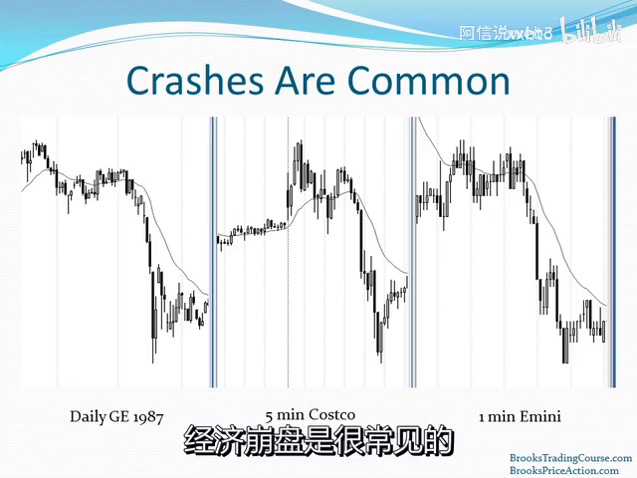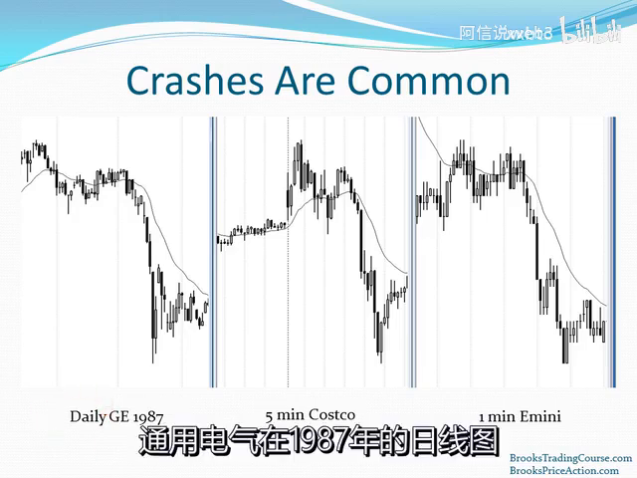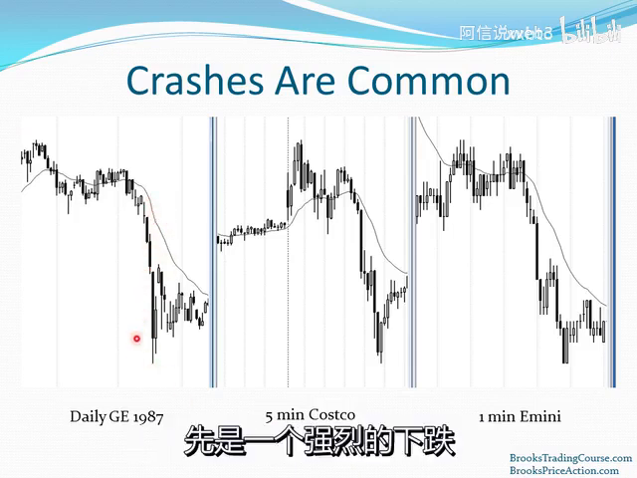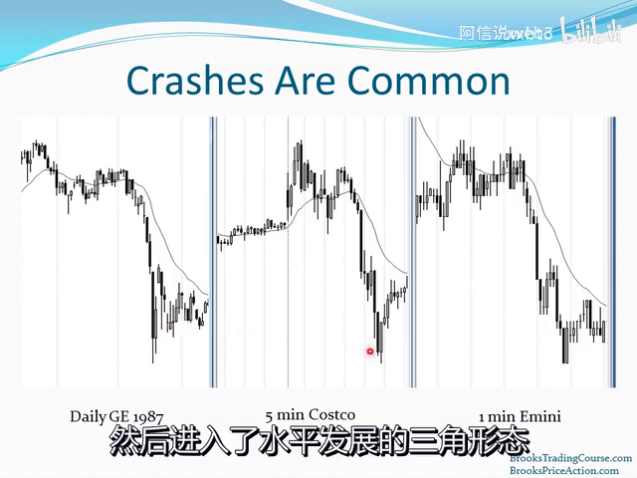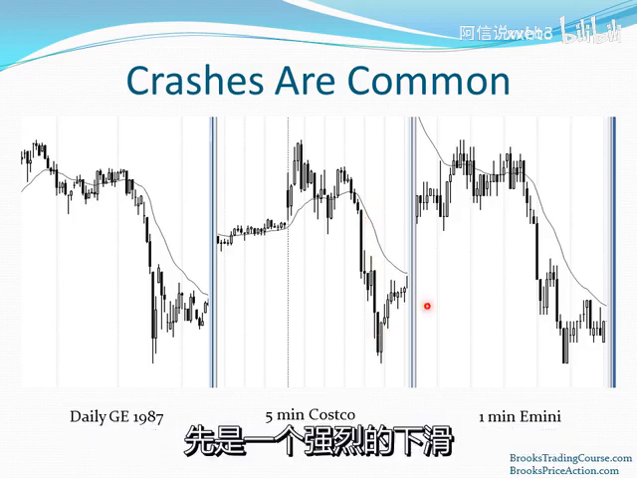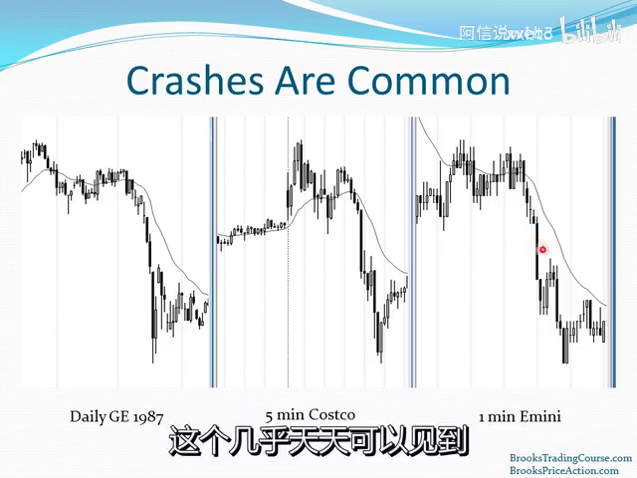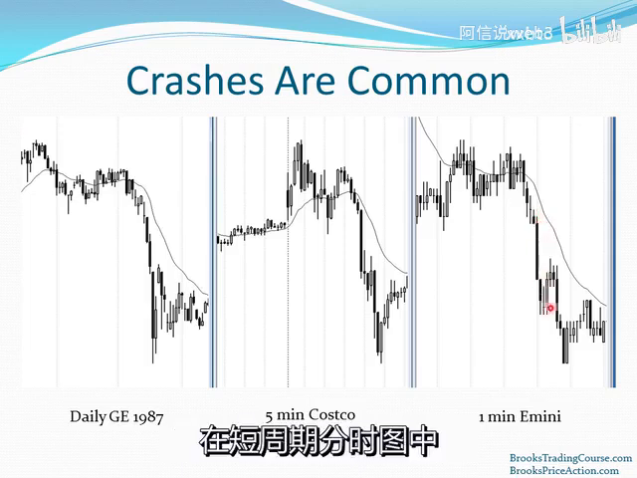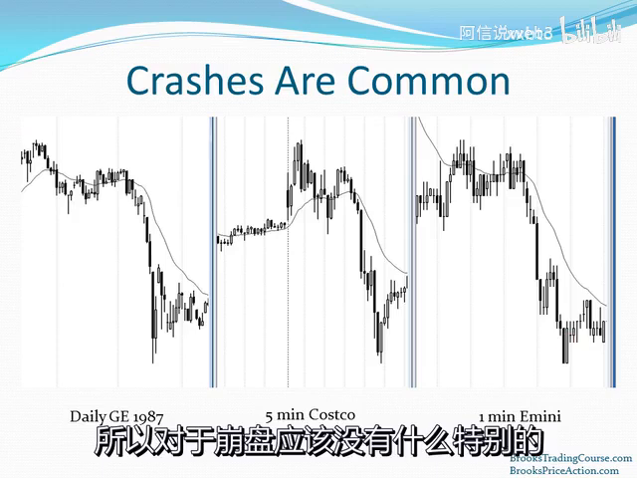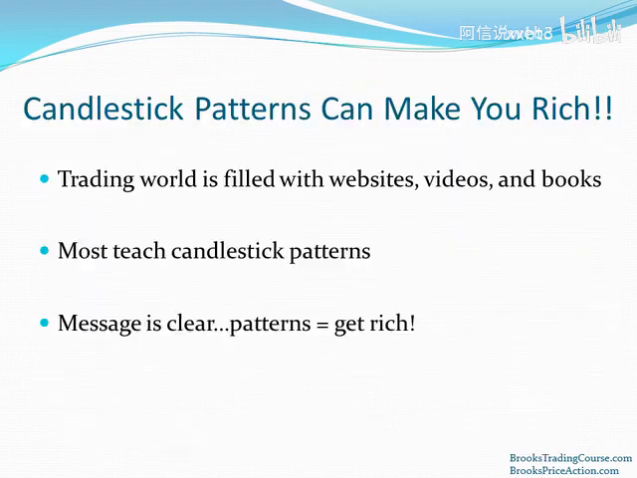Crashes are common. 1987, most of us were around in 1987, and this is a daily bar chart of General Electric during the crash of 1987. Big bear spike and then a triangle. It looks pretty much the same as this 5-minute chart of Costco. A big bear spike and then some kind of a pullback. And the same as a 1-minute chart of the E-mini. And you see this every day. The E-mini crashes every day on small enough time frames. So there's nothing special about a crash. In terms of price action, it's the same on all time frames.